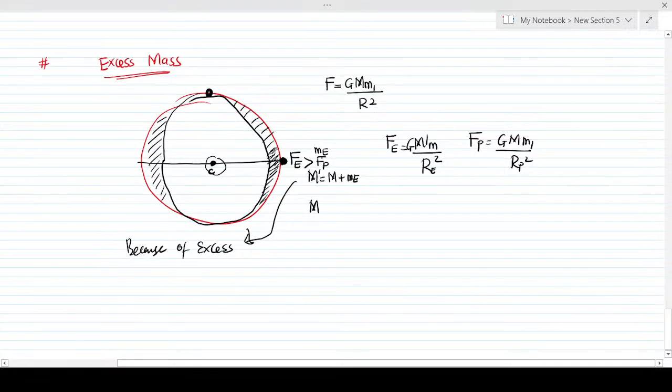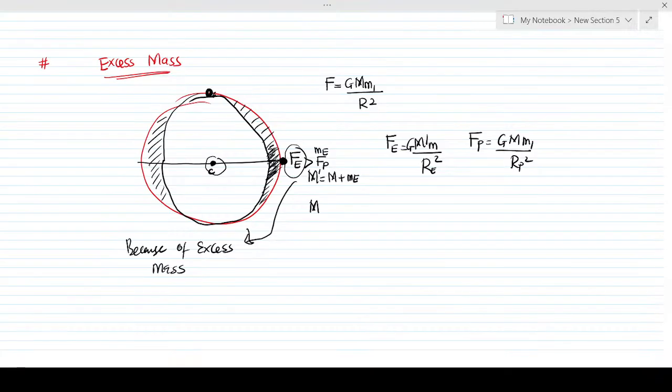So if that mass is concentrated at the equator, at this side, more than the pole, then it means that the gravitational force that would occur at the equator is far greater than that at the pole, in the context of excess mass. Do you get it? So that one too has been dealt with.